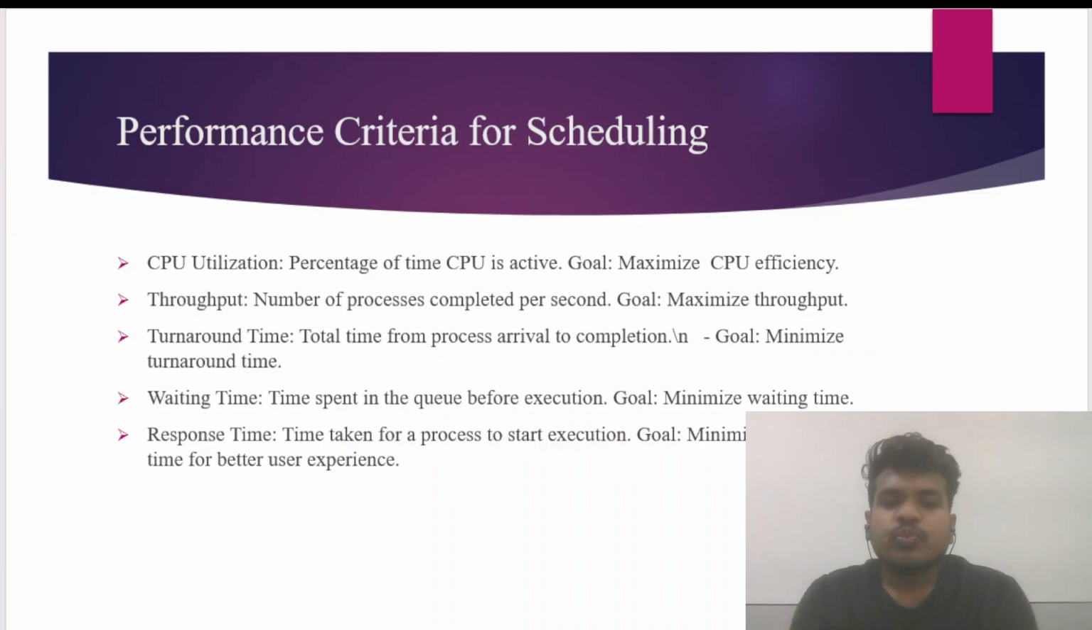After that, last we have response time. Response time is the time from process arrival to when it starts execution. It is important for interactive systems, which we learned about in previous lectures, that are used in the user interface. For example, if you click on a video editor and it starts loading after 2 seconds, then the response time of that task is 2 seconds. The goal is to minimize response time for better user experience.